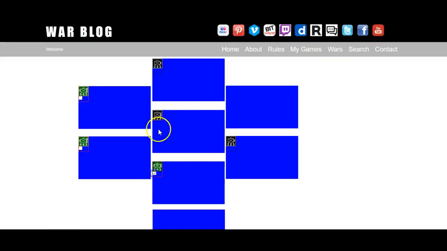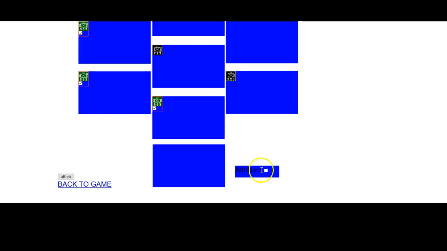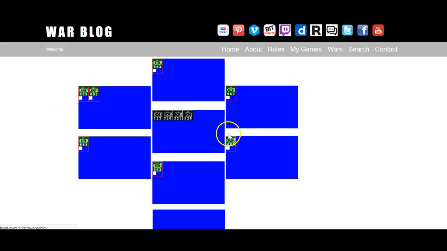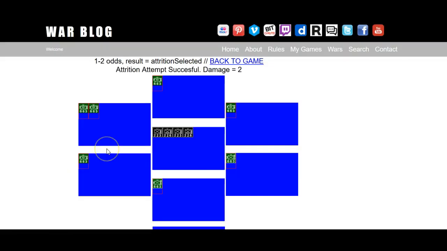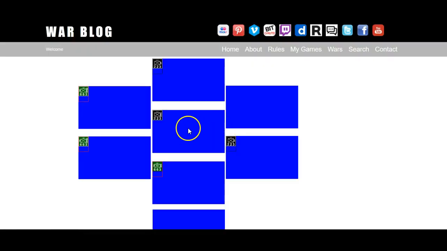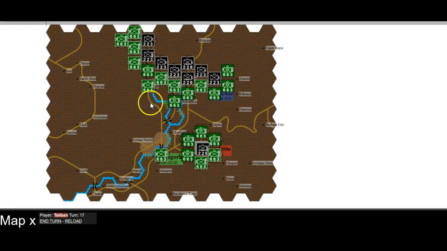Going for some more attrition over here. He's actually now recovered, so that we've lost all the benefits of that 2 result we got. We need a big number here. Yes, a 2. And so the Taliban are now retreating officially.